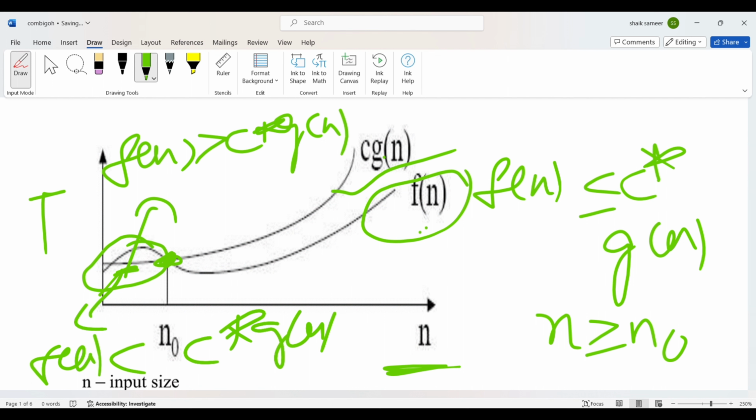Here n is the input size, always n greater than or equal to n naught, and f(n) is less than or equal to c times g(n). Understand? Observe this graph carefully. c times g(n) always dominates f(n), so c times g(n) is the upper bound of f(n). When we use Big O notation, meaning in the worst case scenario, Big O notation is nothing but upper bound notation. So now I will show the problem.